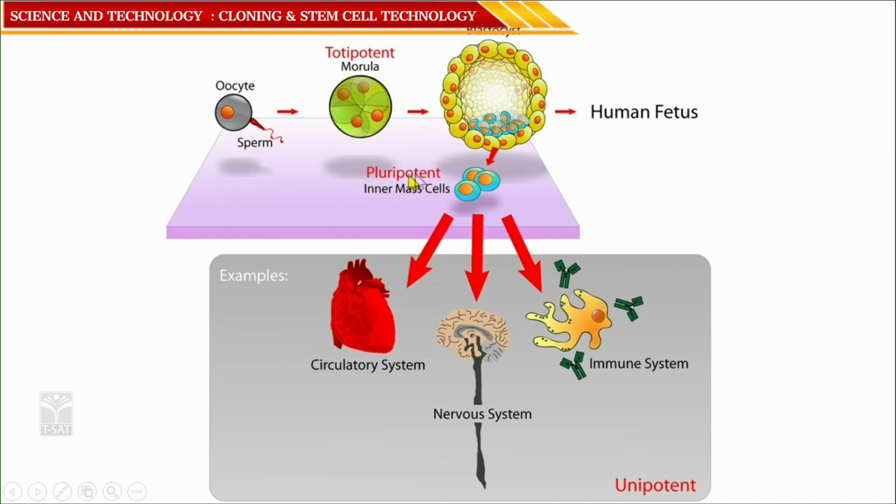Primary stem cells can be used to develop organ systems like the circulatory system or nervous system, which can be used for organ transplantation. This is possible with the help of primary stem cells. Pluripotent means they can be converted into many organ tissues. Totipotent means they have the capacity to convert into a total organism itself.